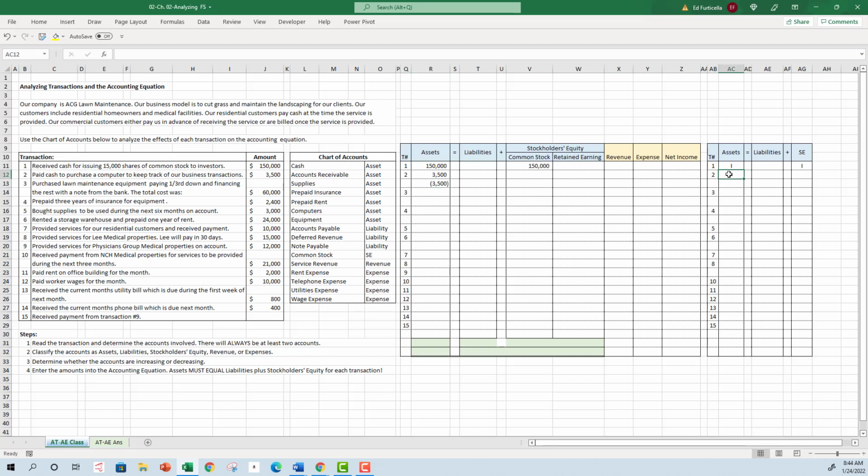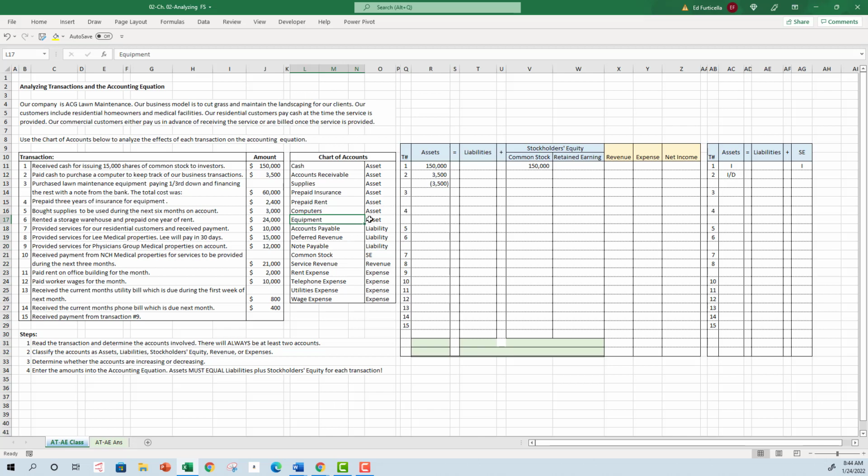Transaction 3. We purchase lawn maintenance equipment, paying 1/3 down and financing the rest with a note from the bank. The total cost was $60,000. So in this problem, we have 3 accounts. We have one account that we're going to call equipment, another account, cash, and the third account, notes payable. The equipment account is increasing, and it's increasing by $60,000 because that's the total cost of the equipment.